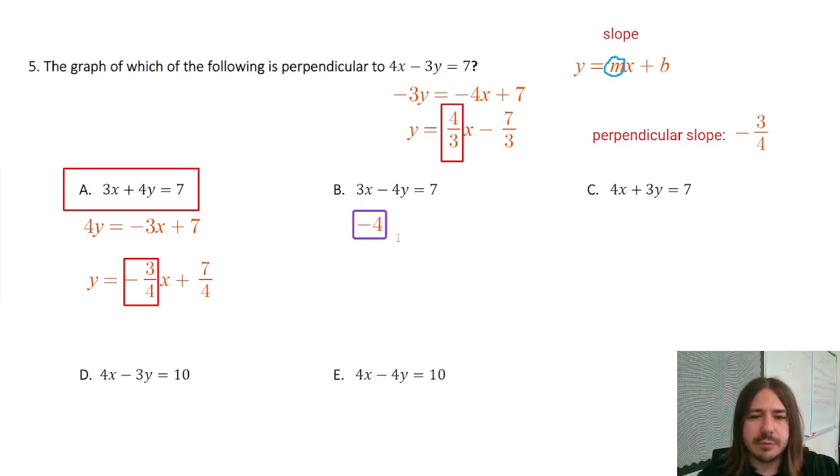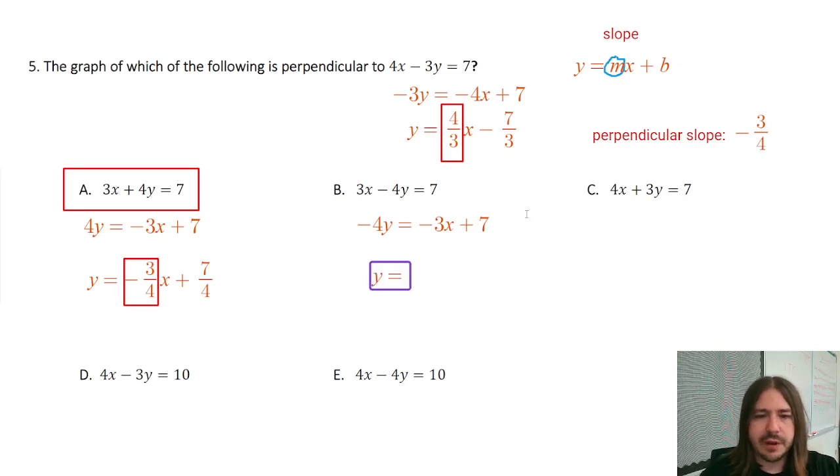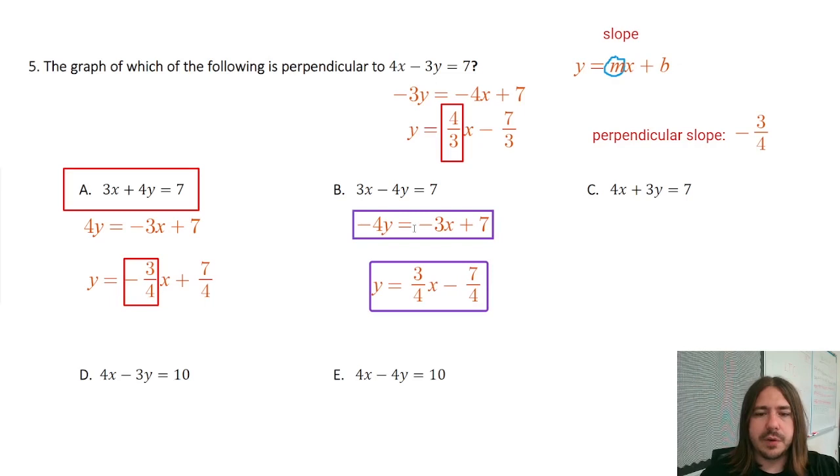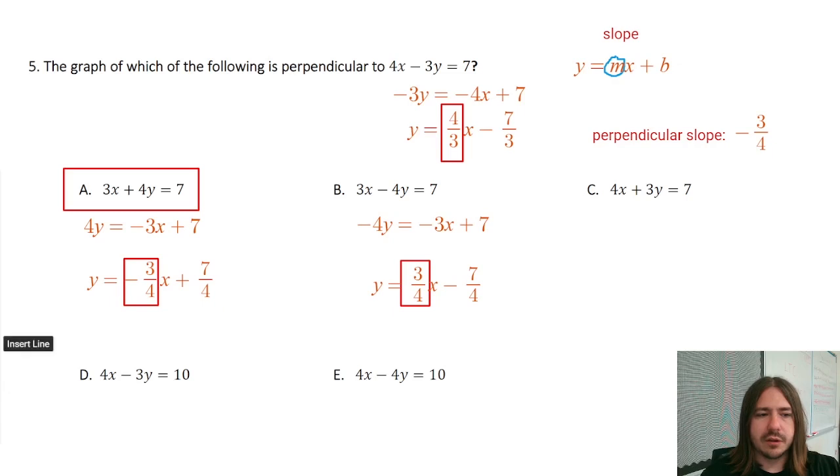So for B, I'm going to subtract 3x. That's going to give me -4y equals -3x plus 7. And then dividing everything by 4, negative divided by negative is going to be positive. So this is not going to be perpendicular, because I need the opposite reciprocal. So this one is not going to work. Nope. Wrong one.